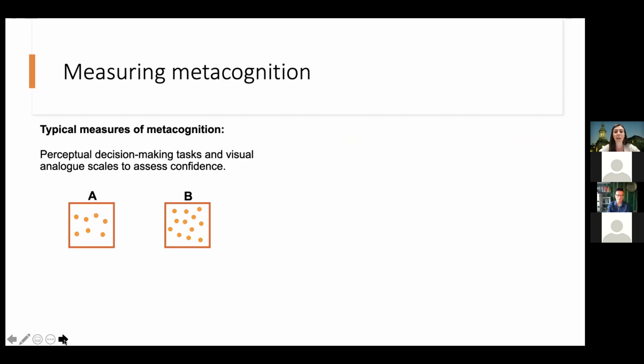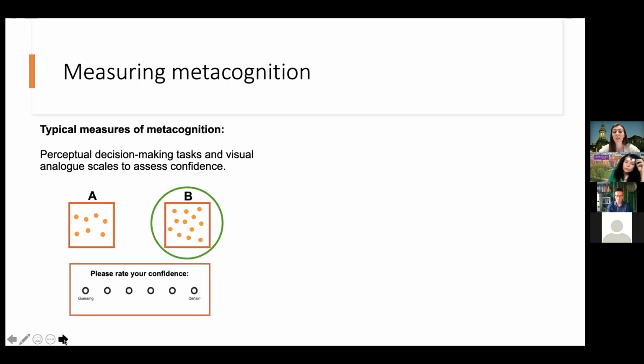So looking at this, I would say, oh, box B contains more dots. And then afterwards, you're asked to rate your confidence in that judgment. So you'll be shown a visual analog scale, and yeah, I'm pretty certain that box B has more dots. So I would say I'm certain here.